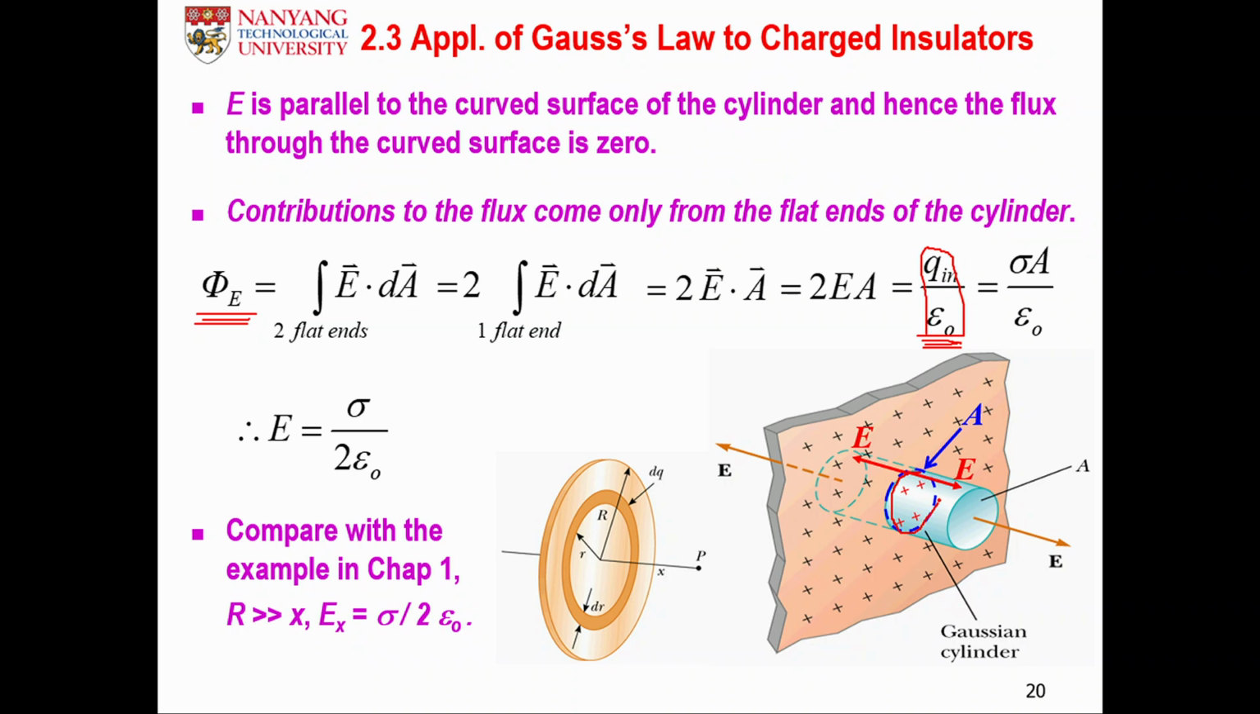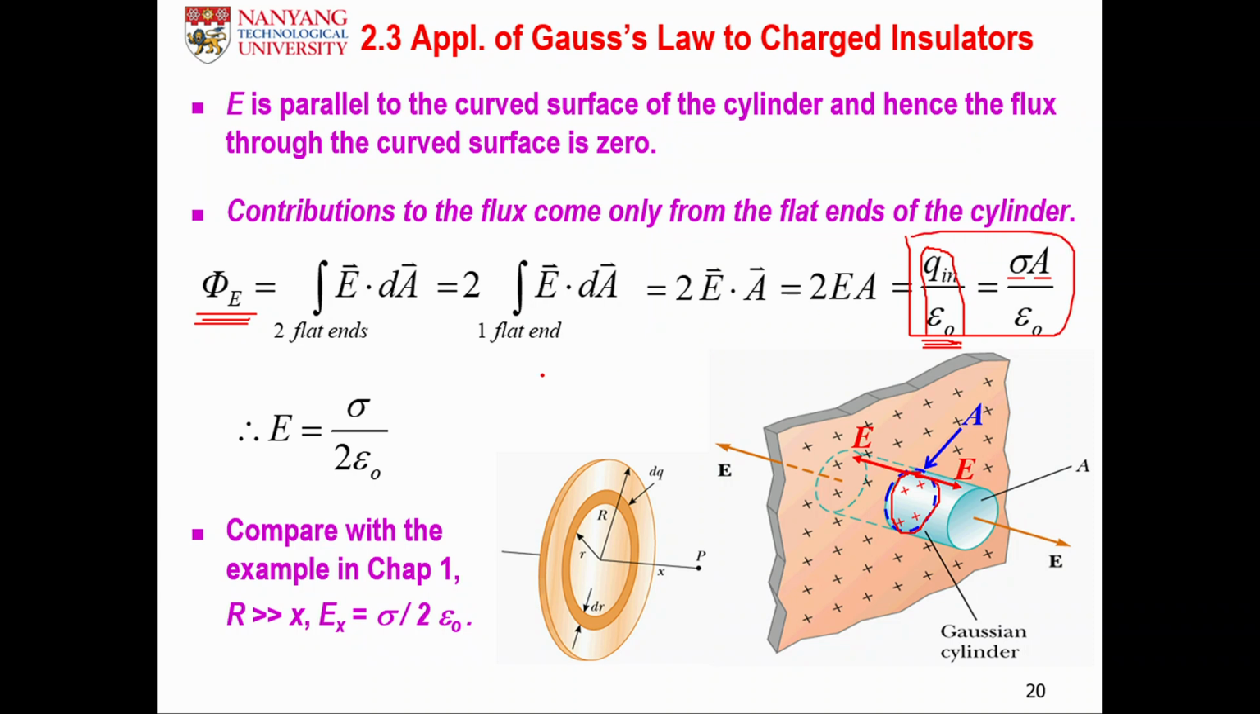It's only contributed by this area, right? And again, here we consider this charge plate as a two-dimensional object. So the total charge within this area should equal this two-dimensional charge density times the two-dimensional area, which will give you the total charge inside the cylinder, right? So this is step 2.